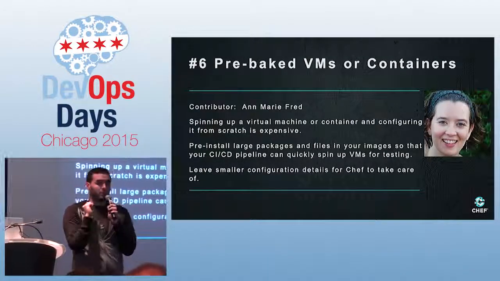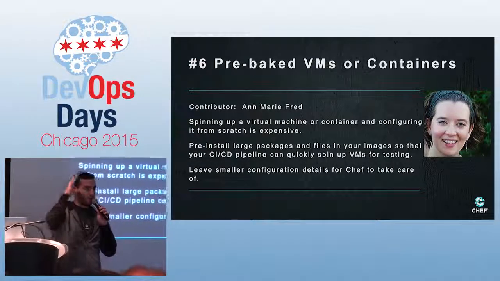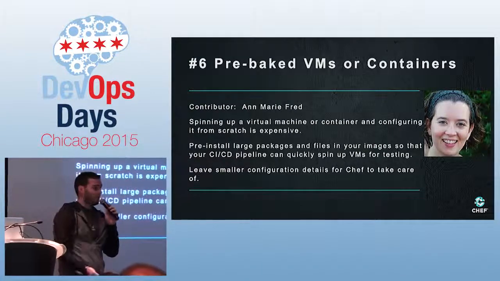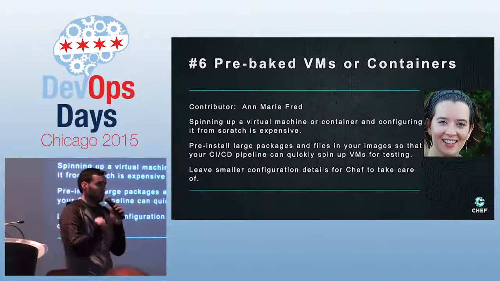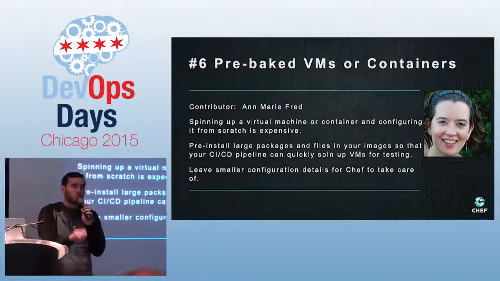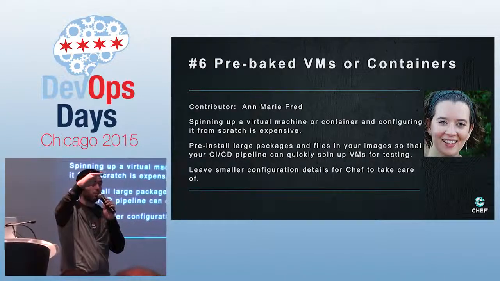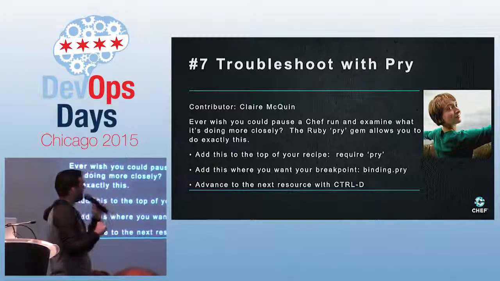Pre-baked VMs or containers. So what this means is, rather than spinning up a cloud instance and installing everything from scratch, create an image that has all of the heavy lifting already done. So all of the binaries downloaded, all of the things installed, all of those time-consuming bits, just do them ahead of time, and then start it up and run Chef again when you want to launch it for real, and just do that last mile configuration.